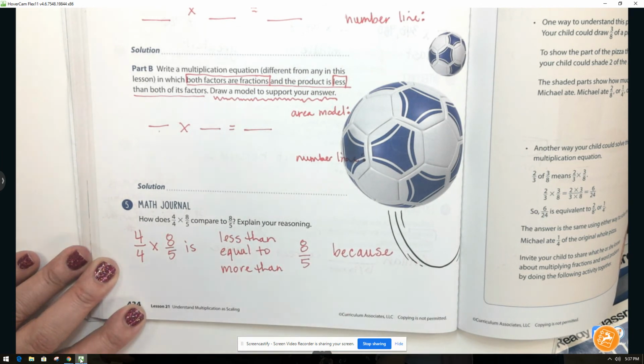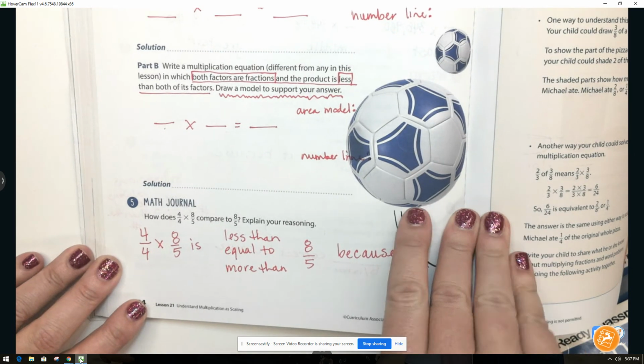And with that, that's the end of this session, if you can believe that. So you're going to do all of those problems on your own.